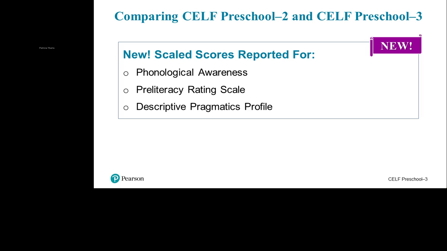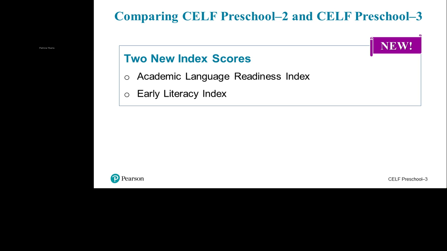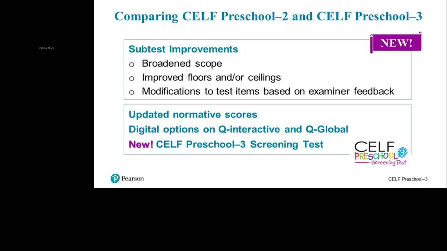The CELF Preschool-3 offers 3 additional subtests that yield scaled scores, allowing professionals to easily compare a child's performance to that of typically developing peers. So the subtests that now offer scaled scores in CELF Preschool-3 are the Phonological Awareness subtest, the Preliteracy Rating Scale, and the Descriptive Pragmatics Profile. The CELF Preschool-3 features 2 new index scores, the Early Literacy Index and the Academic Language Readiness Index.